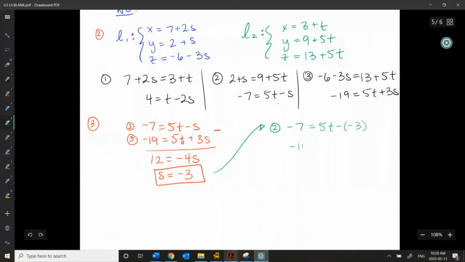Okay, so we've got plus, and when we bring it over, we'll get minus 3, and that means that t is equal to negative 2. Now you won't always get really nice numbers like this, so keep in mind if you have fractions, that's totally okay as well.